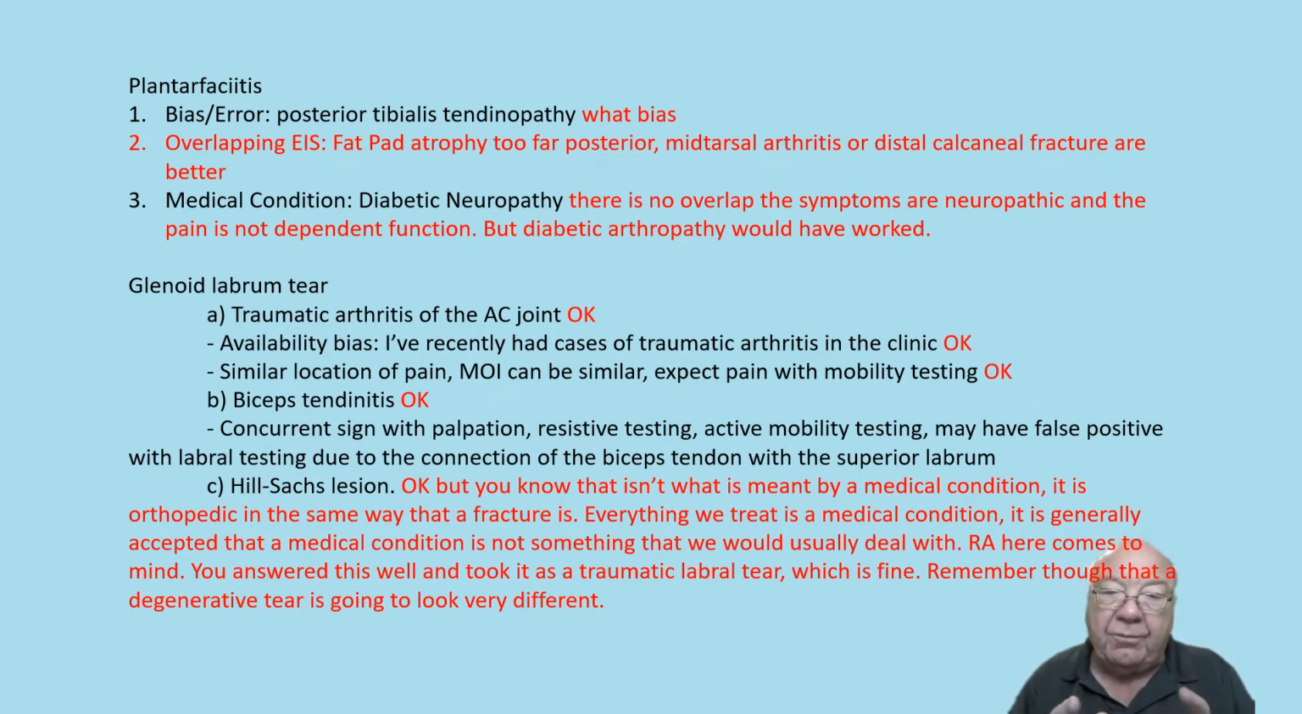If we've gone to a non-traumatic glenoid labral tear or a degenerative glenoid labral tear, then what we should be looking at is a tendinosis rather than tendinitis. But okay. Again, they give me reasons why they picked that, and I don't care about that. Hill-Sachs lesion. Okay, this came as a medical condition, and it isn't.